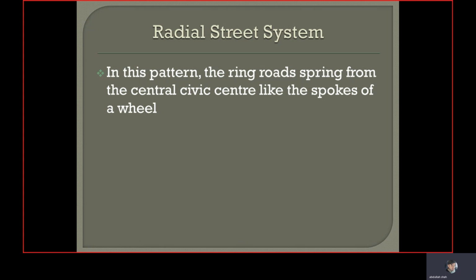Radial street system. In this system, the network of roads is in the form of circles coming out from the central area or the town center. This system will increase the significance of the town center, which may be in the form of civic centers, markets, light shopping centers, public buildings, and business centers.